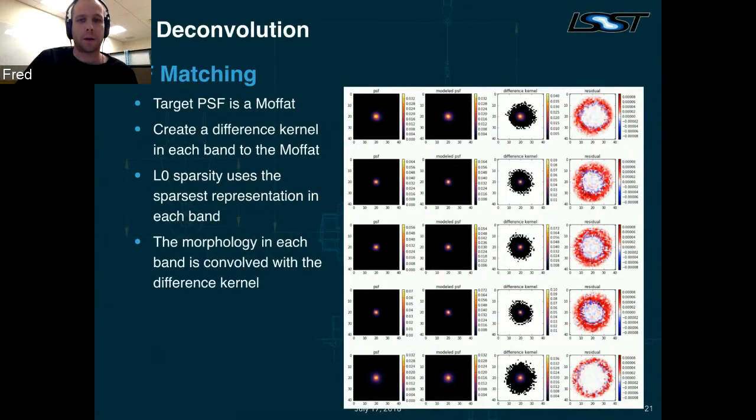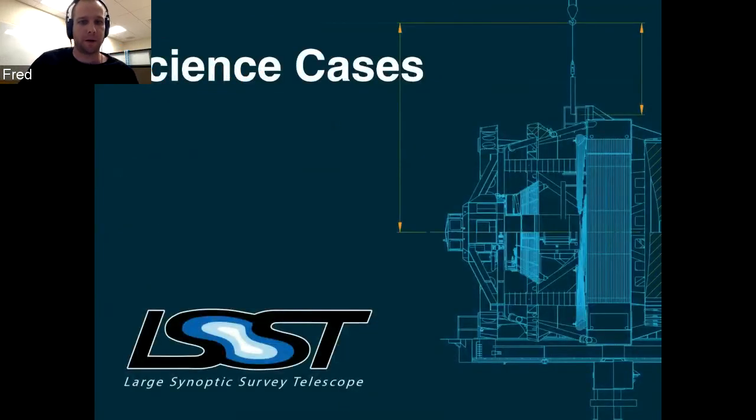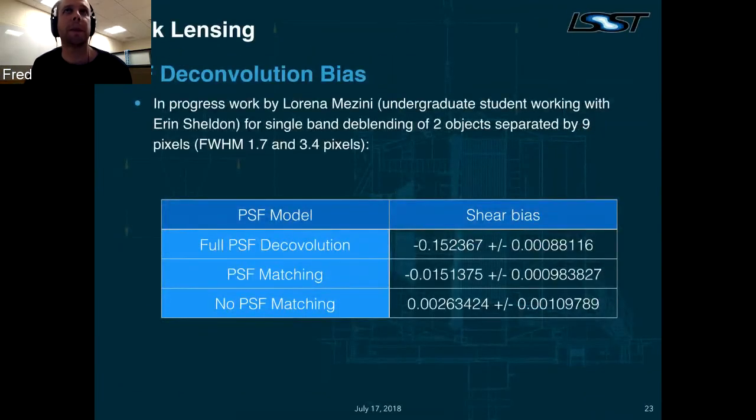Okay. All right, so let's talk a little bit about some science cases then, and how we're either already handling them or how we see ourselves handling them in the future. Aaron Sheldon has an undergraduate student who's been looking at shear measurements using the new DeBlender, and trying to see what biases we get out of that. One of the things we found is there's still a bias that's due to the PSF deconvolution. And we think that's due to the fact that we're using this linear approximation.